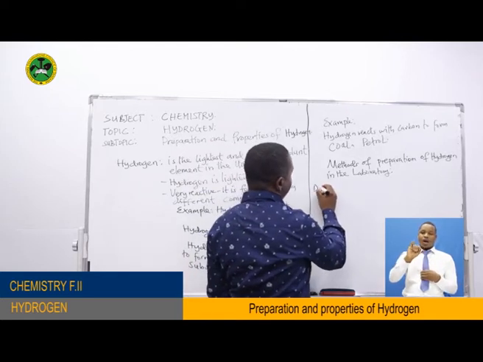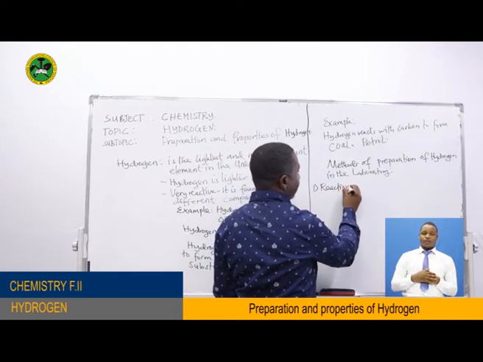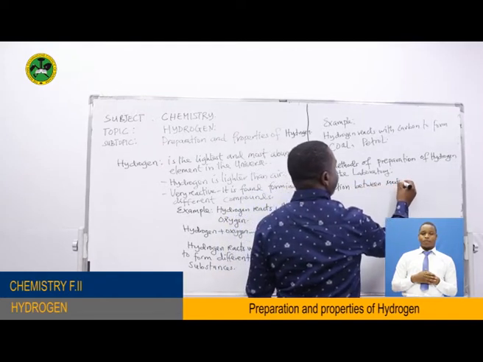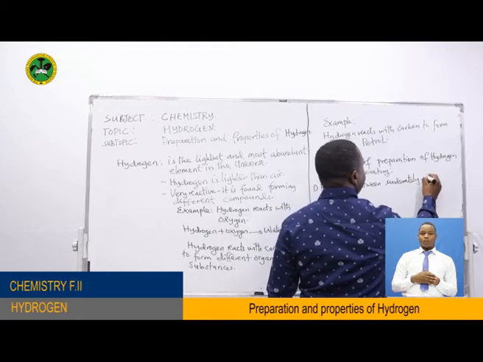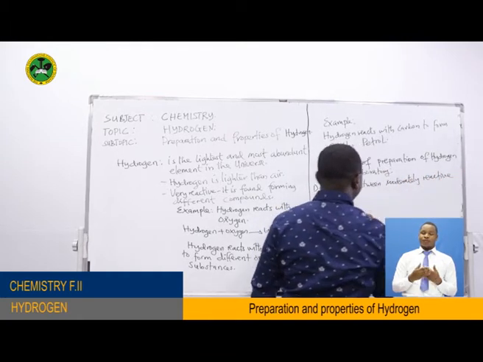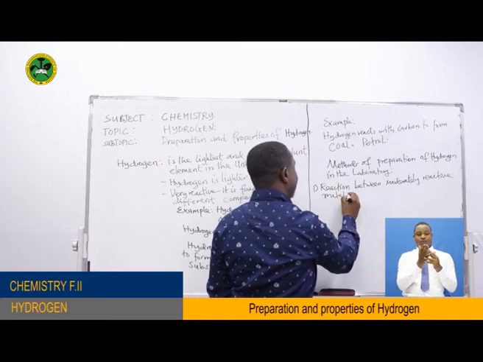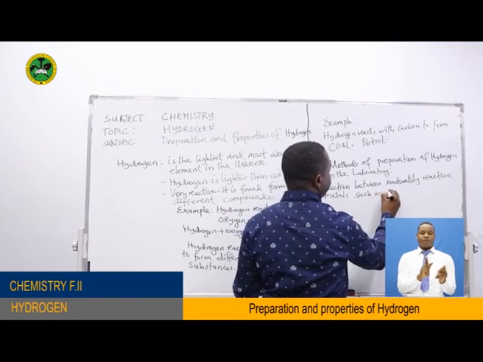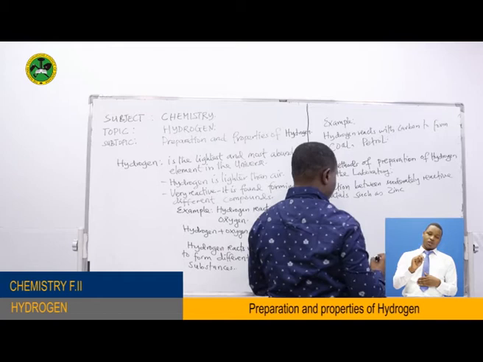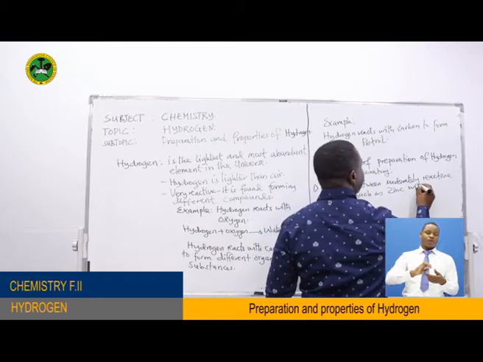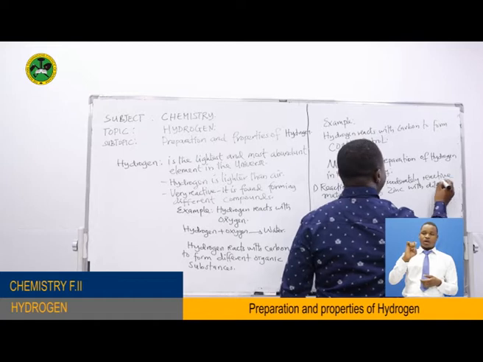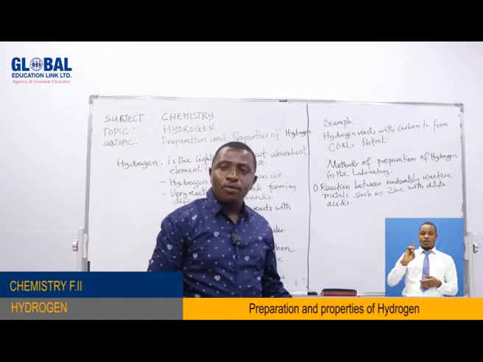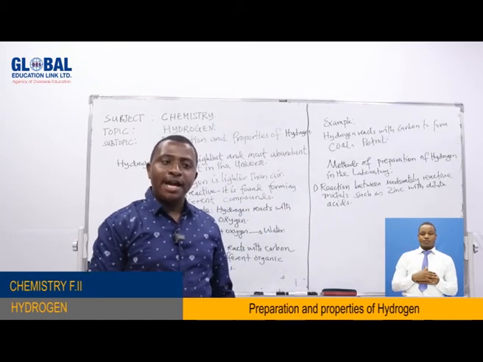So, reaction between moderately reactive metals such as zinc with dilute acids. That can be one of the methods of preparing hydrogen in the laboratory.